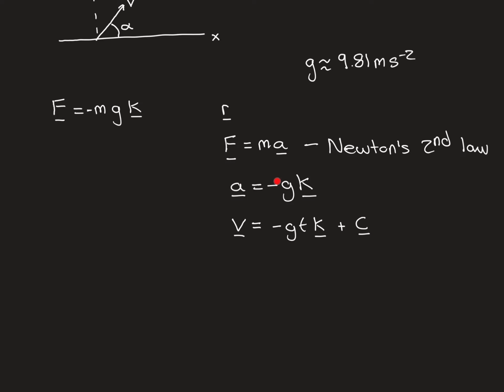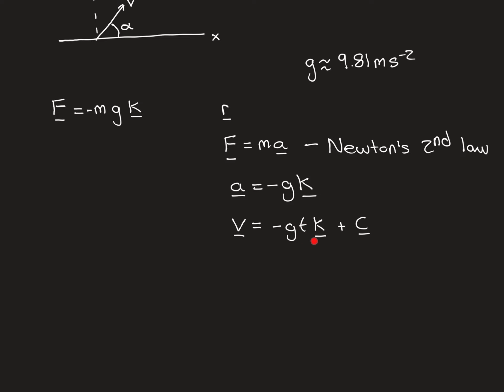This is just a constant with respect to time. There's no time variable in this expression at all. So when you integrate a constant, you get that constant multiplied by the variable. So we're just going to get minus g times time, multiplied by k.